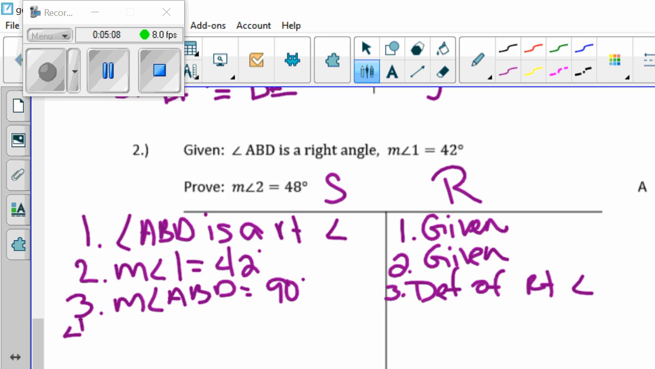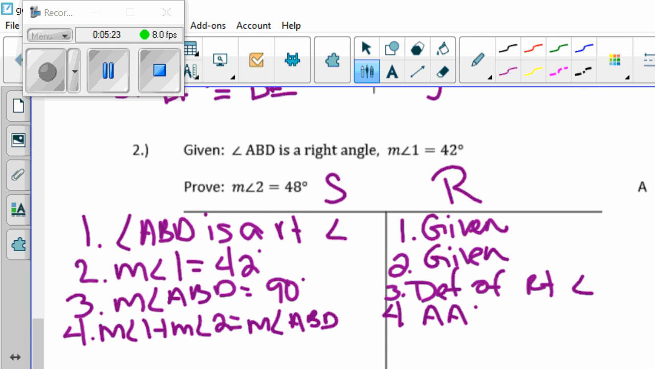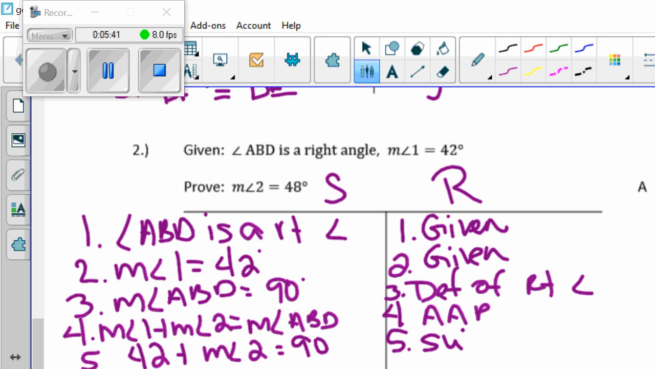I know that if I add these two together, angle 1 and angle 2 together, I get angle ABD. So the measure of angle 1 plus the measure of angle 2 equals the measure of angle ABD. That is the angle addition postulate that tells me that. Now I already know the measure of angle 1 and the measure of angle ABD, so I'm going to substitute those in. So instead of measure of angle 1, I'm going to put 42 plus measure of angle 2 equals, instead of measure of angle ABD, 90. This was the substitution property. We substituted those values in.